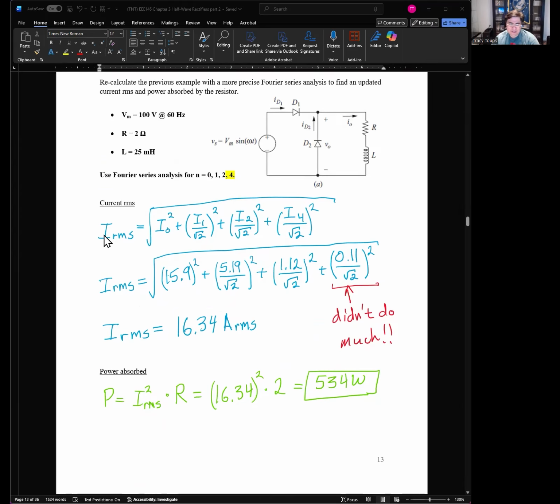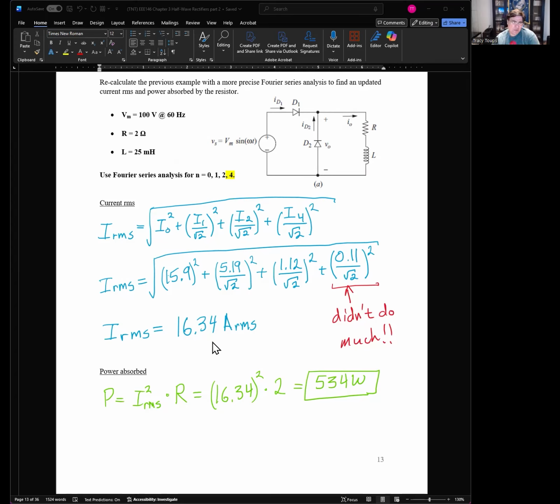Remember, current RMS is always I RMS equals the square root of each individual harmonic's RMS squared. So you have I0 squared plus (I1 divided by square root 2) squared plus (I2 divided by square root 2) squared plus the new one we just calculated, (I4 divided by square root 2) squared. Crunching all this: 15.9 squared plus (5.19 divided by square root 2) squared plus (1.12 divided by square root 2) squared plus (0.11 divided by square root 2) squared. Square root of everything is 16.34 amps.